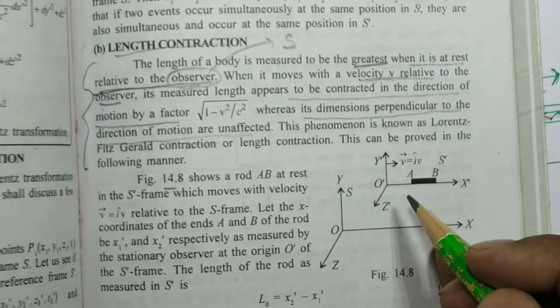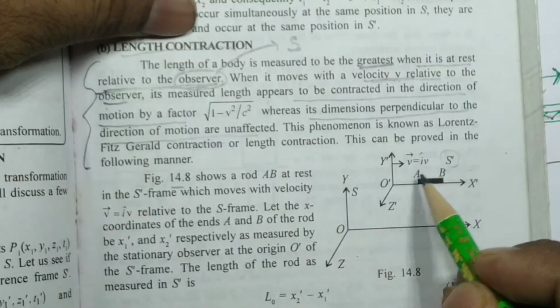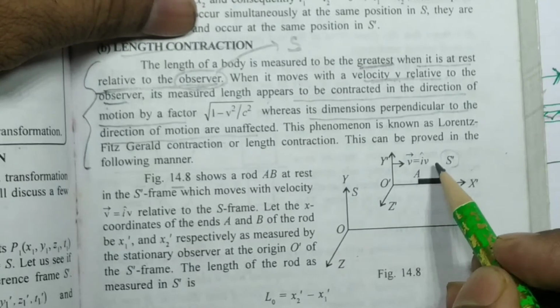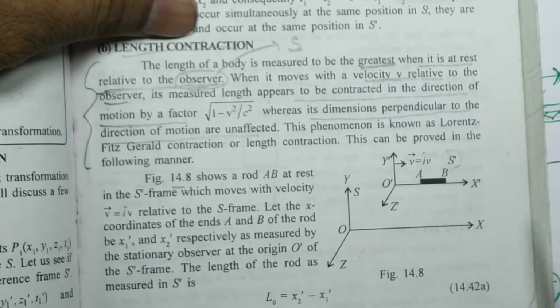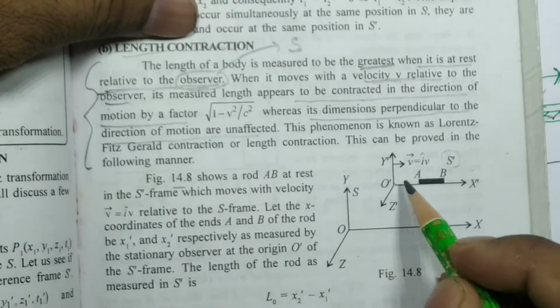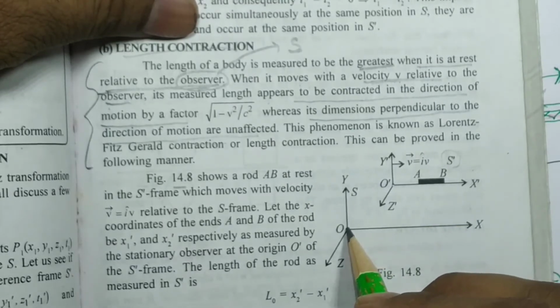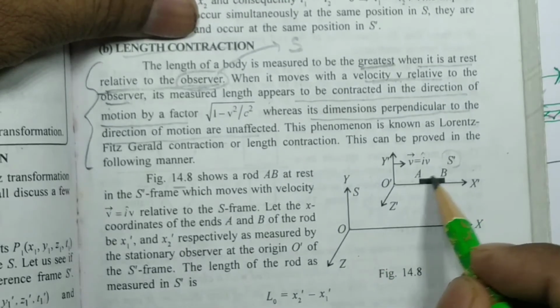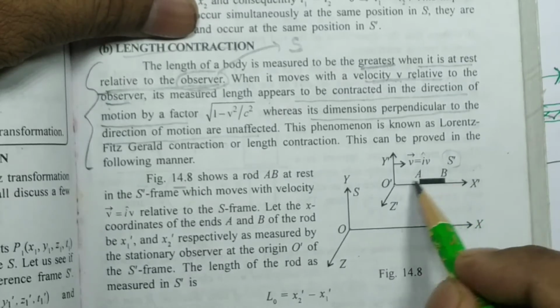Here you can see the figure: this is your stationary frame of reference. Another frame of reference, S dash, is moving with a velocity v, written here as i cap v, meaning only along the positive x-axis direction. O dash is the origin where the observer is sitting, and here another observer is sitting, and AB is the rod which is placed in the S dash frame.